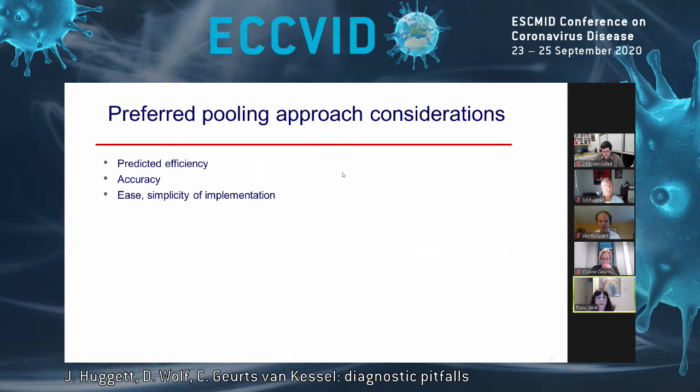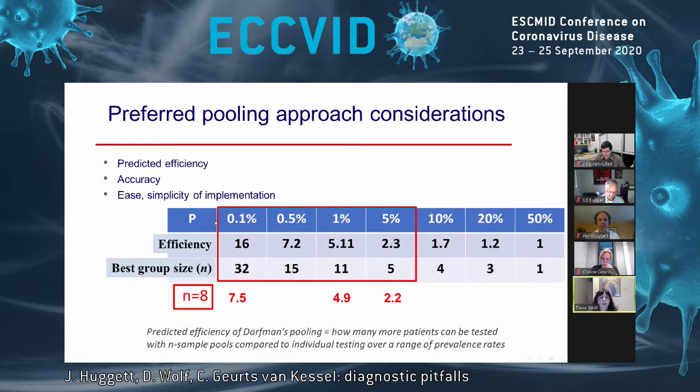So early during the pandemic, we assessed several pooling strategies, and eventually, combining considerations of predicted efficiency, accuracy, and ease and simplicity of operation, we chose a Dorfman pooling strategy of 8 samples per pool. So why 8? Here you can see the predicted efficiency of Dorfman's pooling.